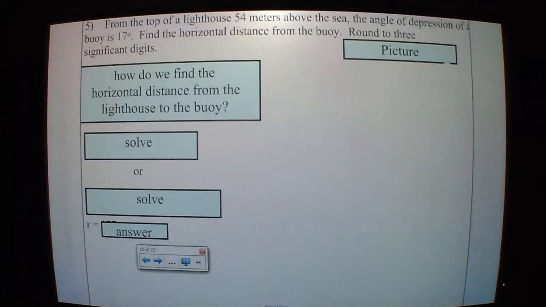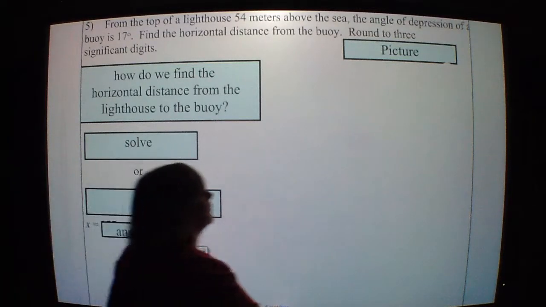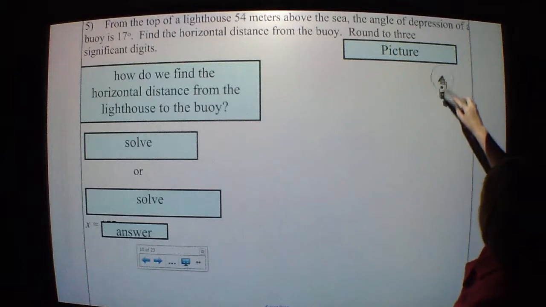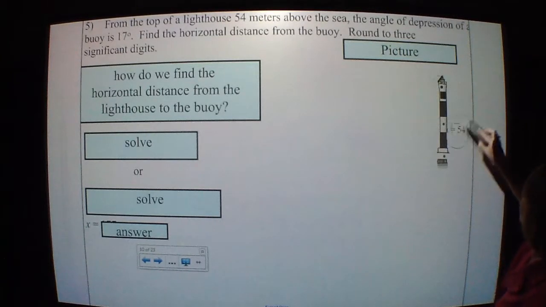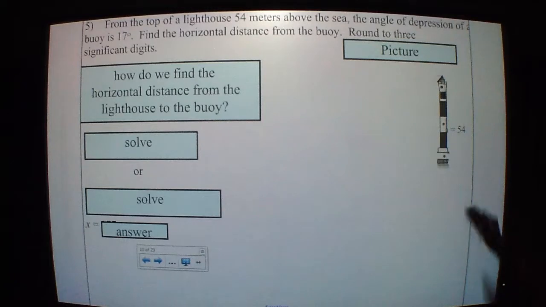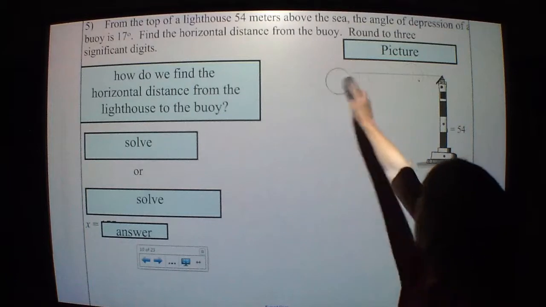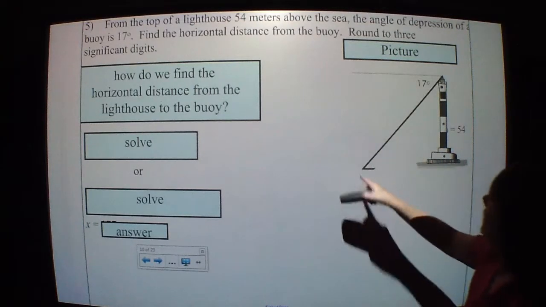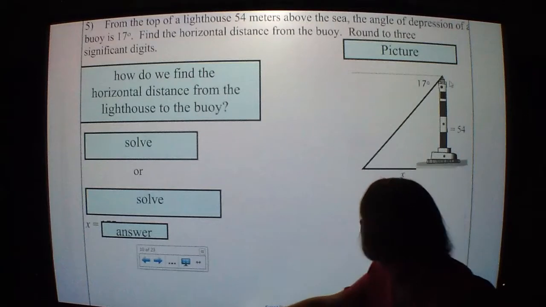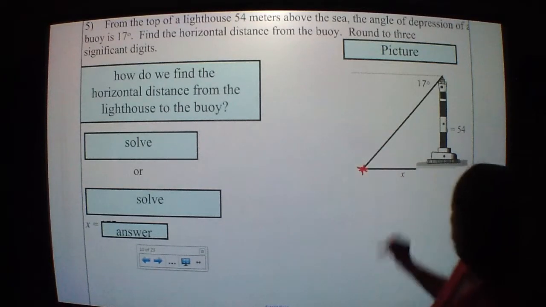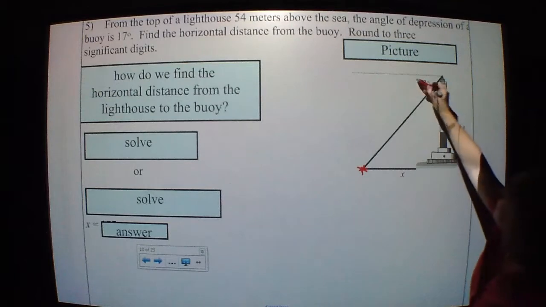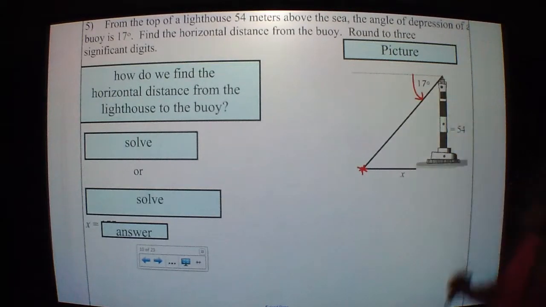The next one: from the top of a lighthouse 54 meters above the sea. So we have a lighthouse that's 54 meters high. There's my lighthouse, and it's 54 meters high. The angle of depression of a buoy is 17 degrees. So there's some buoy out here somewhere. There's a buoy in the water right here. So my angle of depression, I'm going down, is 17 degrees.